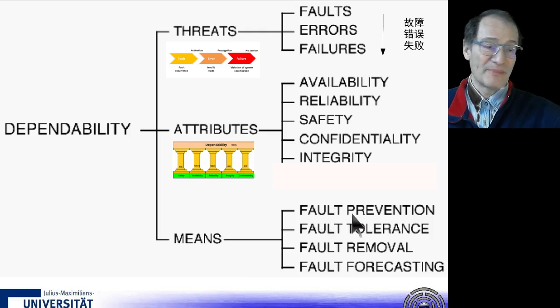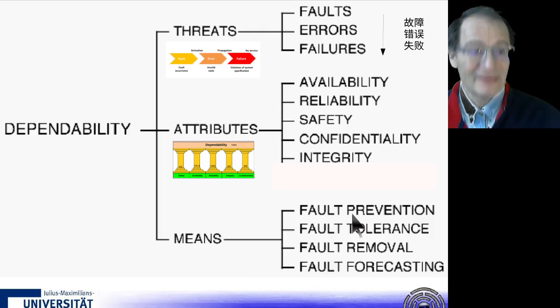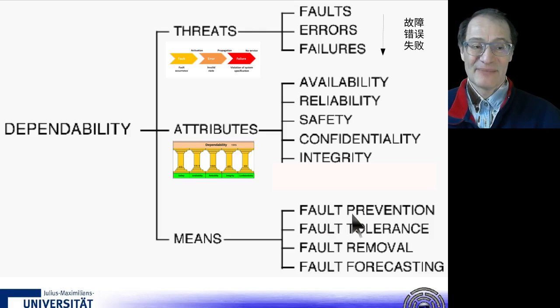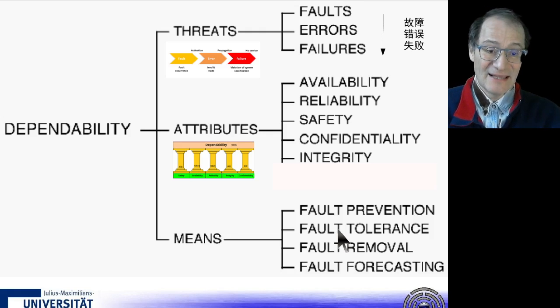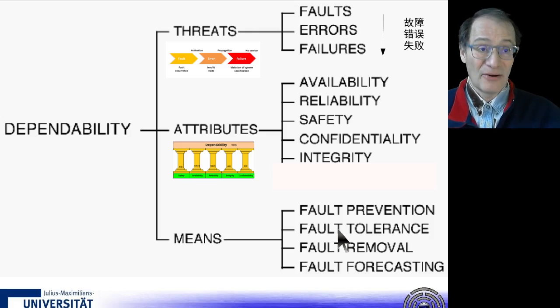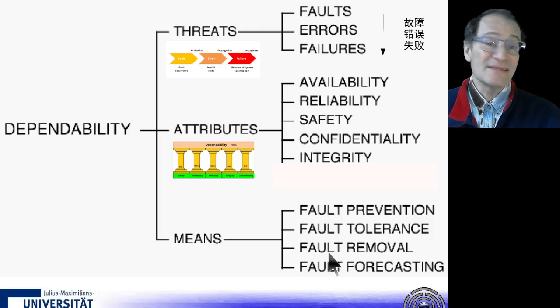First, fault prevention to avoid faults. So if the system has no faults, then it will be dependable. Or we know it will have faults. We cannot avoid this. Then we have to implement fault tolerance. Even if something fails, then we have something which will take the work, the task of the failed components, and we continue working. Then the next thing is fault removal.